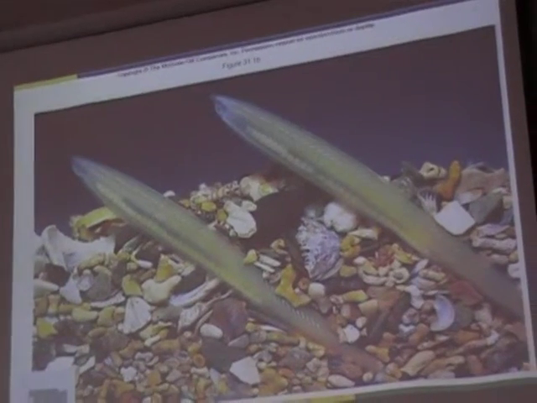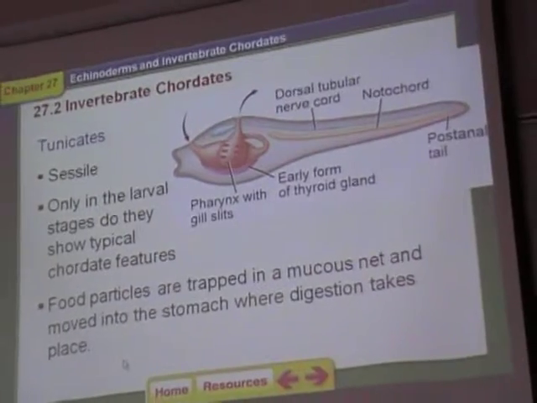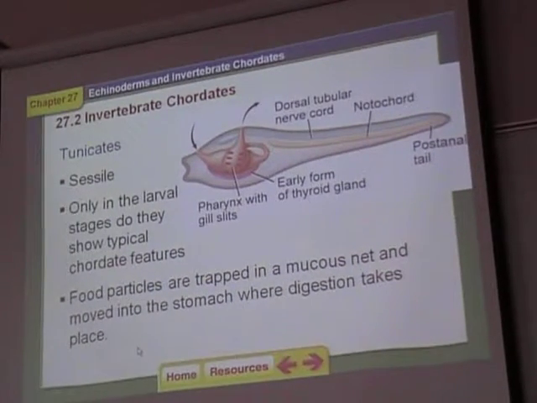64-foot backbone. It's a lot of feet. Pretty long. It's quite crazy.